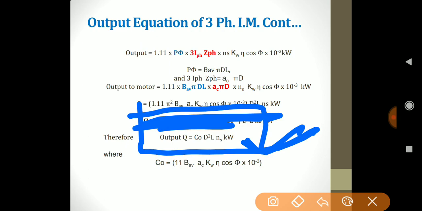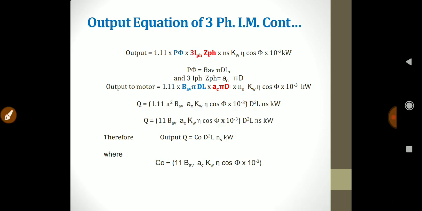Here kW is kilowatt. Then C0, what we have assumed for C0, is equal to 1.11 pi square Bav Ac efficiency eta cos phi into 10 raised to minus 3. This is the value for C0, and that is how the output equation of a 3-phase induction motor is derived. I hope you will understand each and every term mentioned here.